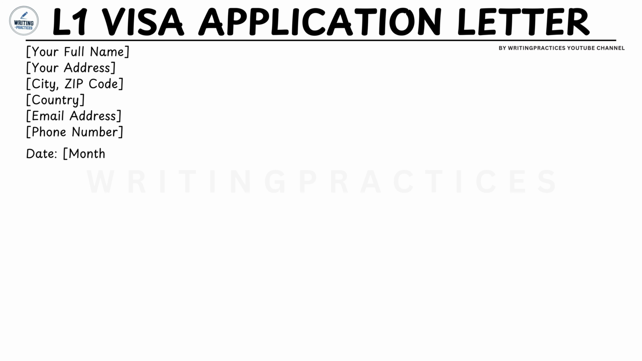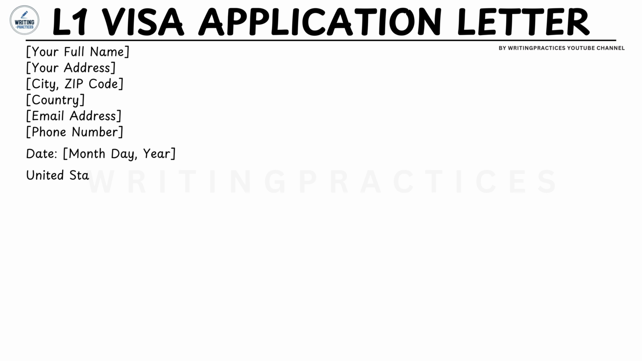Date, indicating when you are writing the letter. Next, you need to include the date when you are submitting the letter. This is important for record keeping and helps USCIS track your application timeline. The format should be April 15, 2025. Be sure to use the correct date format and ensure it aligns with your submission.